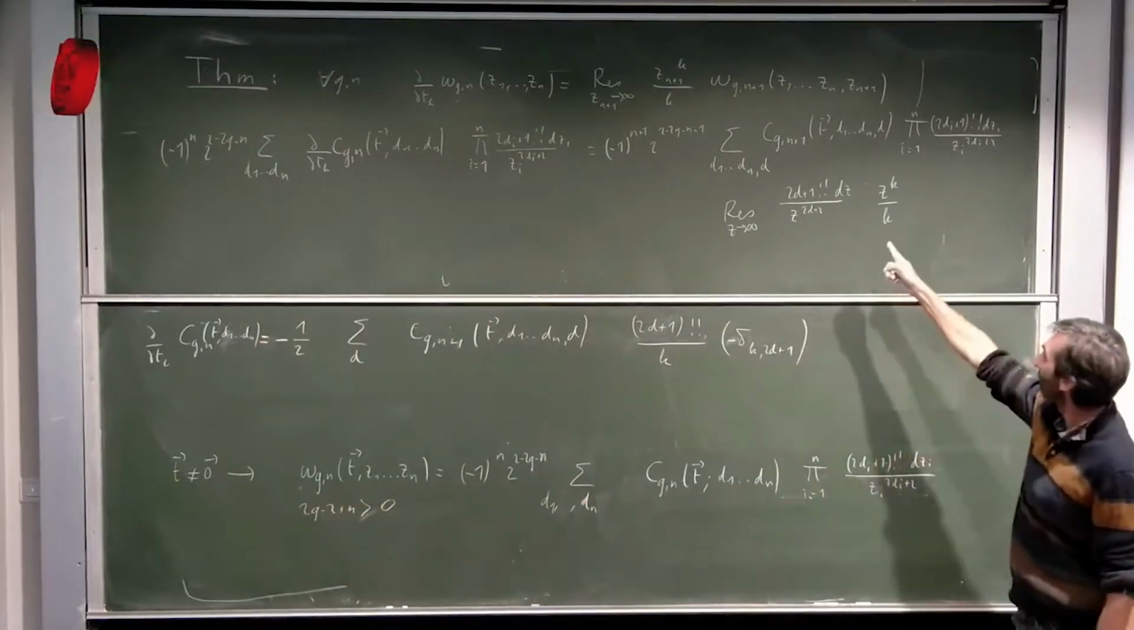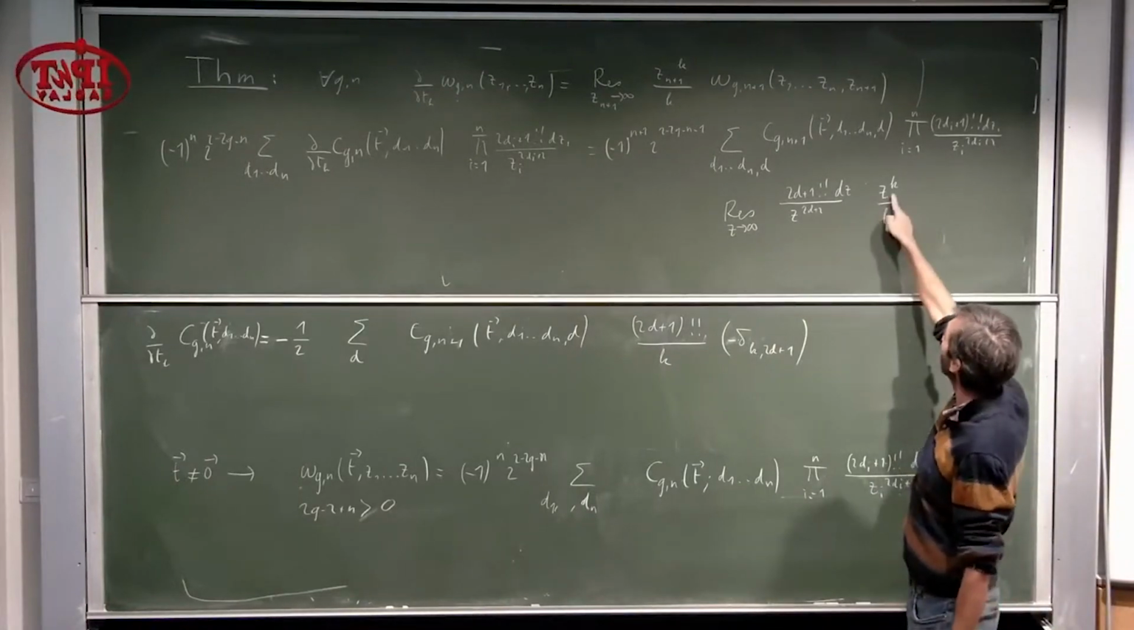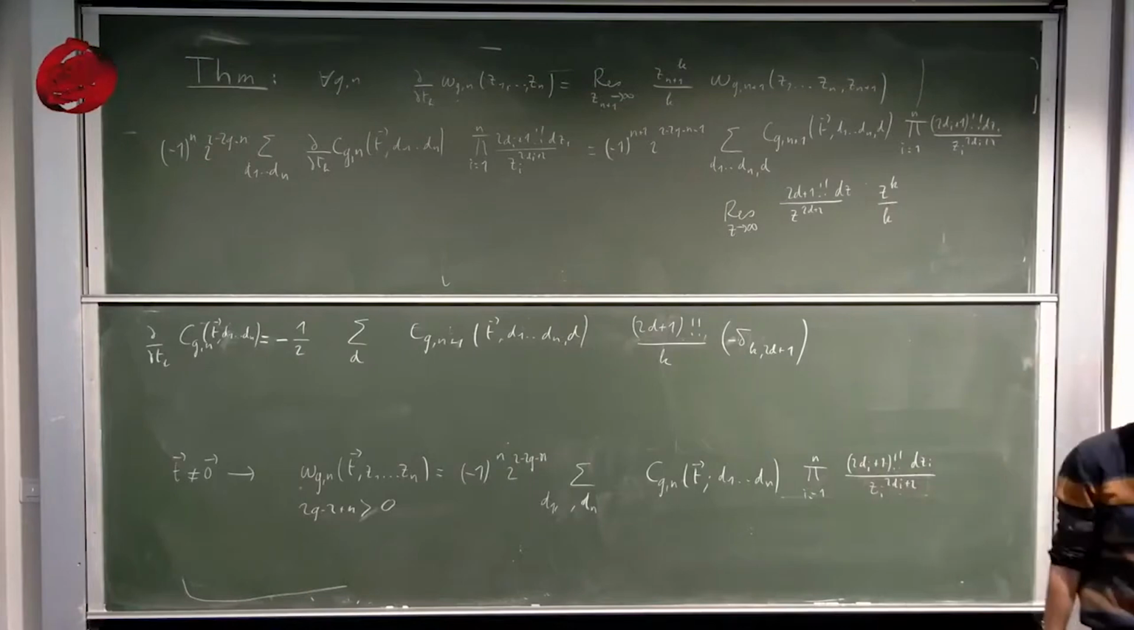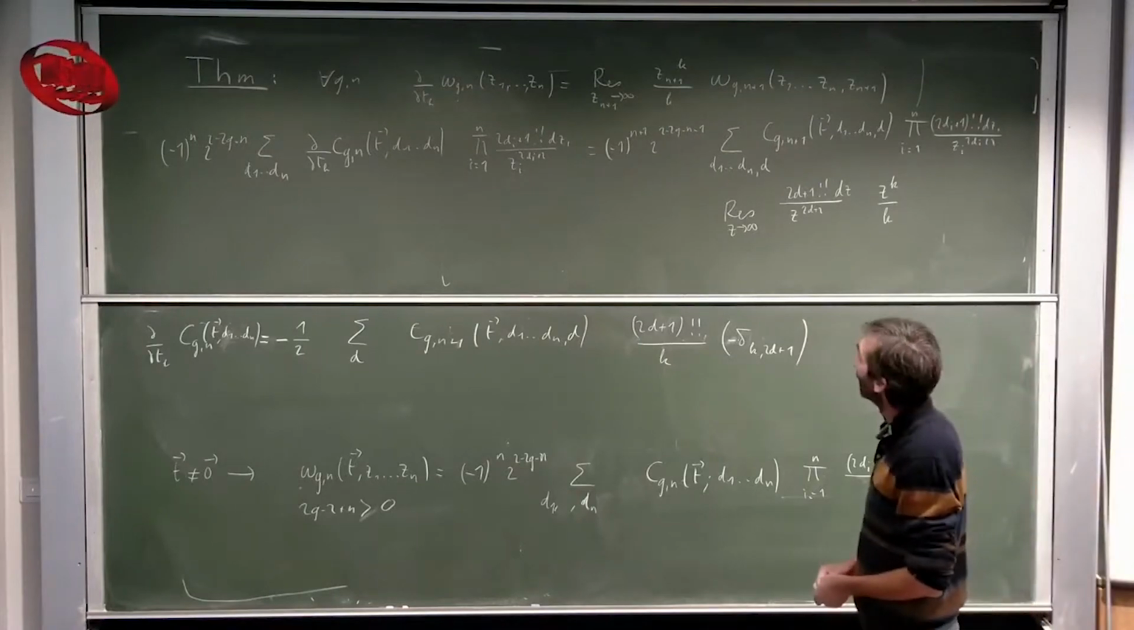This is the computation of the residue, but the residue is non-zero only if you have z to the power of -1, so k must be equal to 2d plus 1. And when you take a residue at infinity, there is a minus sign. Same concept because you have the (-1)^(n+1).